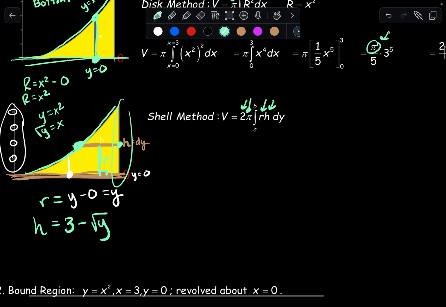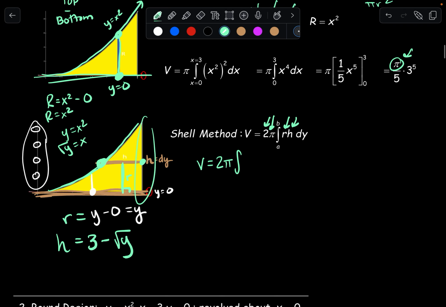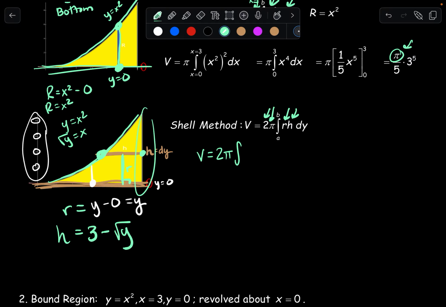Okay. All right, so the volume is equal to, we're going from 2, we have our 2 pi. Our bounds of integration have to be vertical now, okay? So the shaded region starts here at y equals 0, which we already have, so y equals 0. But now I need to find out the y value for which the shaded region stops.